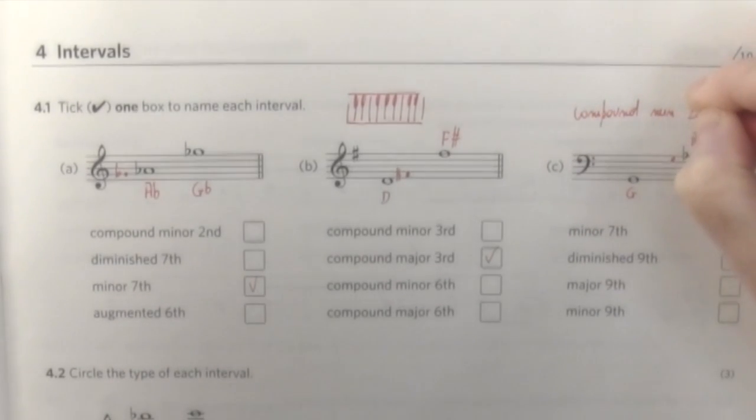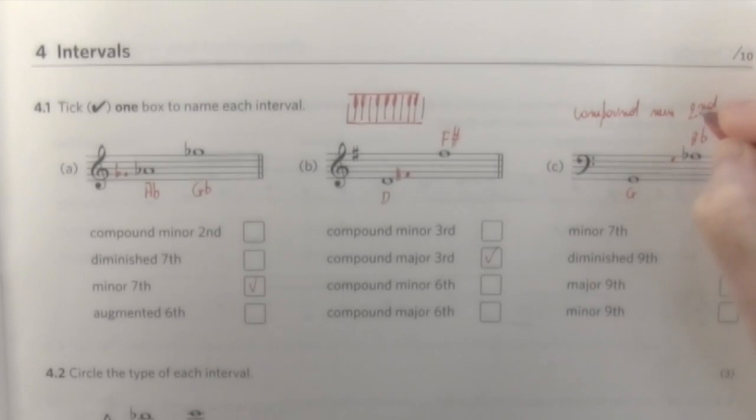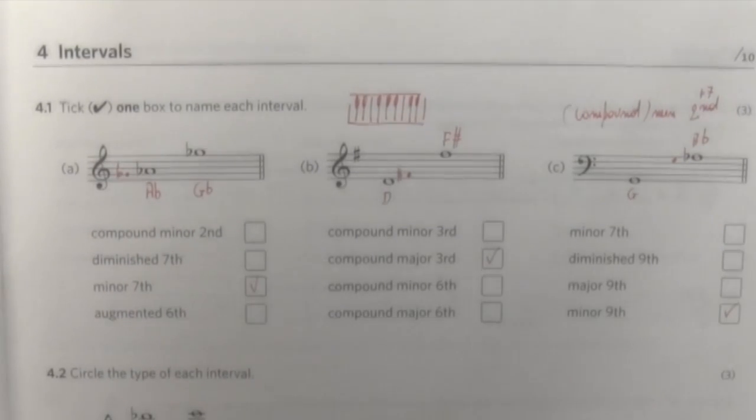If I want to find the other name of it, I need to do 2 plus 7. So it's a minor ninth. There you go. This is the answer, a minor ninth or a compound minor second.